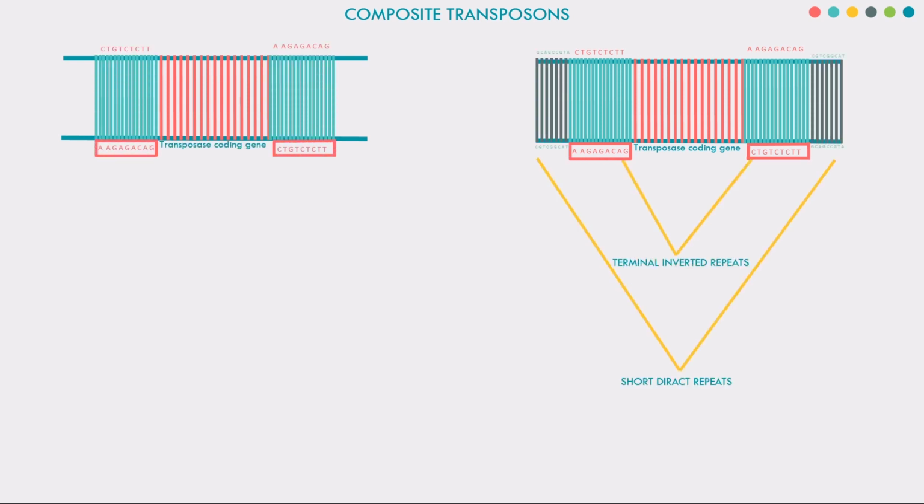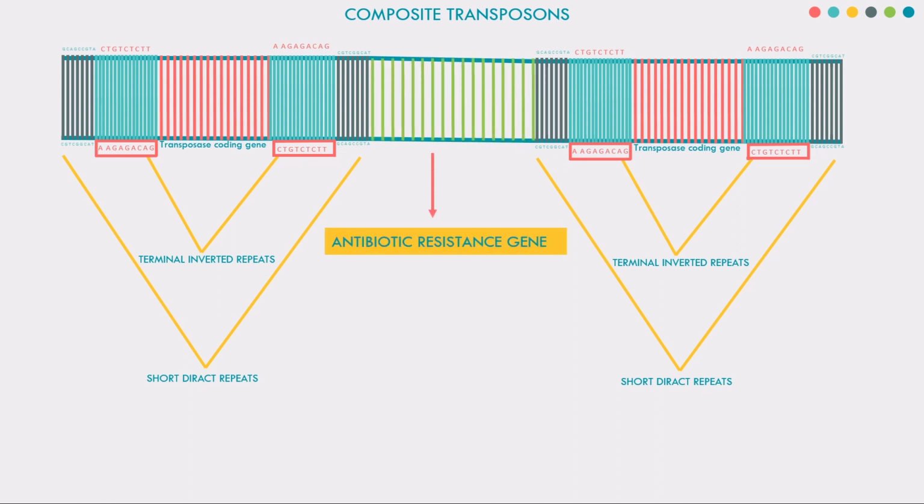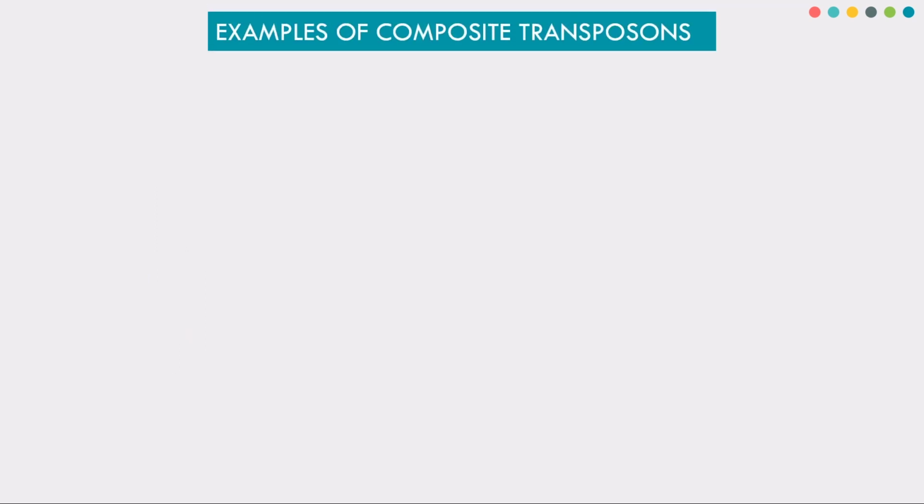composite transposons. Let us study the second type of transposons in bacteria, that is composite transposons. The composite transposons include two IS elements and a central antibiotic resistance gene. These genes code for antibiotic resistance. Due to the presence of the two IS elements and the gene that codes for antibiotic resistance, these are called composite transposons.